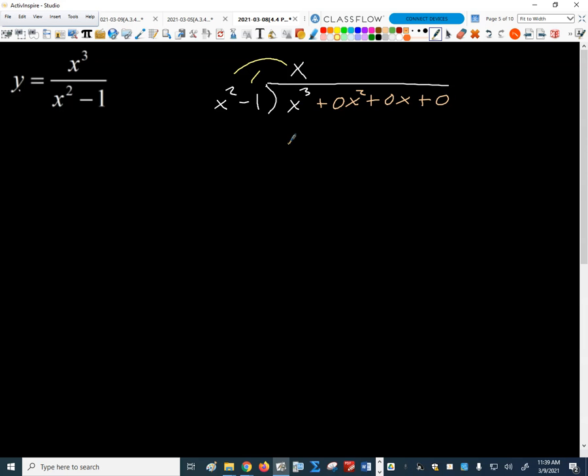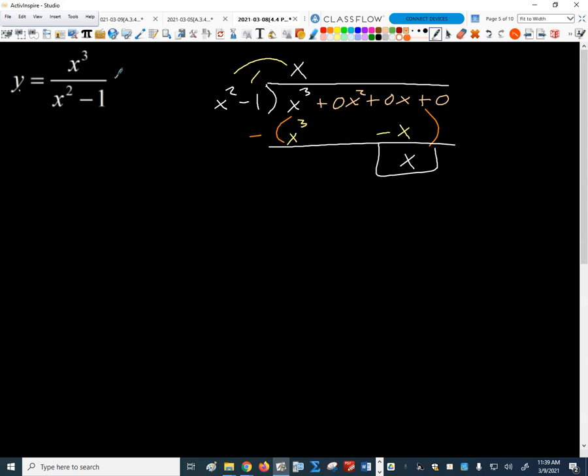X times x squared is x cubed. X times negative 1 is negative x. And now I'm going to subtract vertically, right? So it's a good idea to put this in parentheses and put a negative out front, so you remember you're subtracting the whole quantity. What's that give us? These cancel, of course. X cubed minus x cubed cancels. 0 minus negative x gives me a positive x, which is my remainder, because x squared won't divide into that.